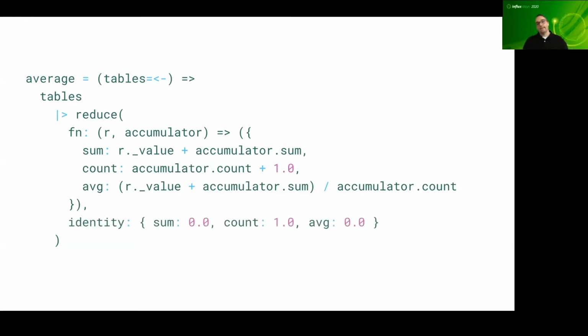My identity, again, has to match the structure of the record that gets output from the function. So I have sum starts at 0. I want to start my count at 1 because on this first row iteration, if I try to divide by 0, it will fail. And then I also pass on the average that gets generated from this iteration. So I need to provide a starting average, which is 0.